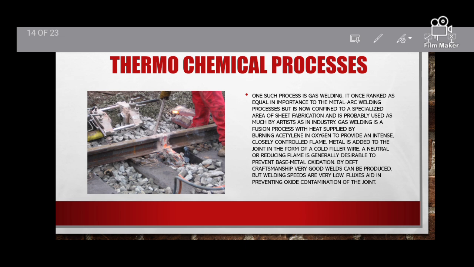Gas welding is a fusion process with heat supplied by burning acetylene and oxygen to provide an intense, closely controlled flame. Metal is added to the joint in the form of a cold filler, while a neutral or reducing flame is generally desirable to prevent base metal oxidation. With deep craftsmanship, very good welds can be produced, but welding speeds are very low. Fluxes aid in preventing oxide contamination of the joint.